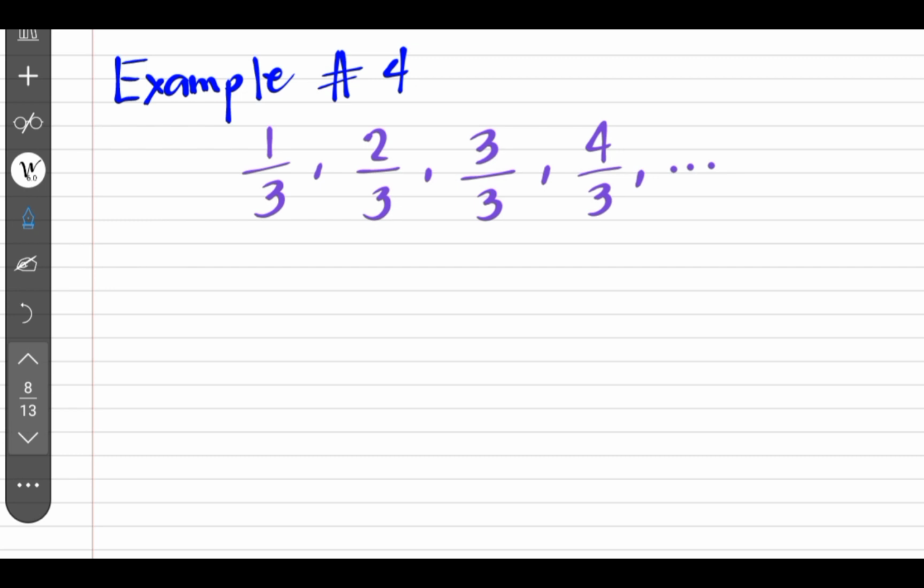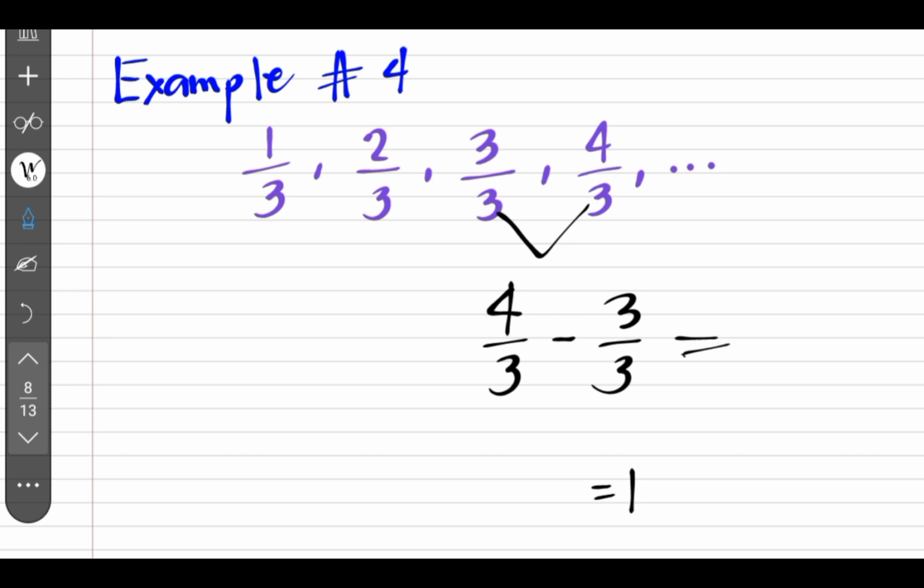Okay, next example number 4. So we have now a fractional sequence. As you can see, we have a similar fraction so that it will not be hard for you to understand. So when we subtract fractions, for example these two fractions, 4/3 minus 3 over 3. By the way, 3 over 3 is just equal to 1. But I put here 3 over 3 so that you can understand easily.